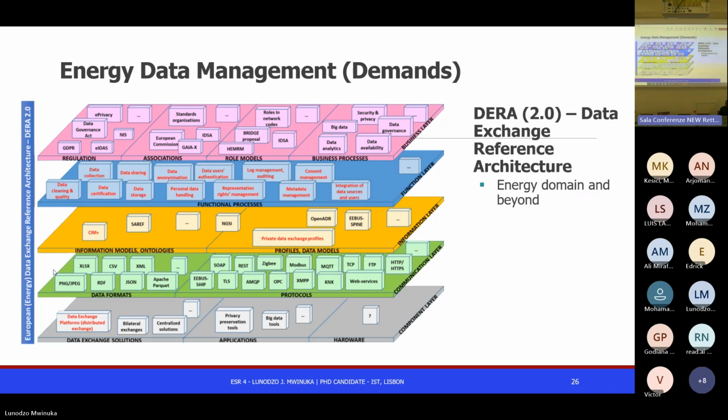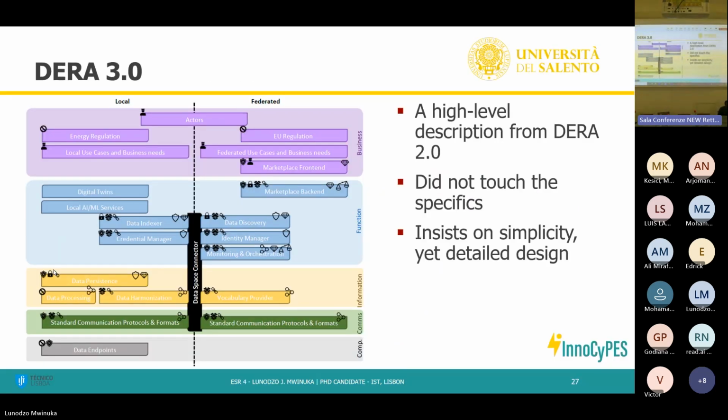Now, this is DERA 2.0, just an overview for it. If you go to DERA 3.0, it's just like the same architecture. They have simplified it by representing the local machine and federated machine, like what you can do with them when you have both of them, because now we insist on having this distributed architecture. So it's very important to consider what to do at the local machine level and what to do at the federated machines. So, well, this is just a summarized version of the DERA 2.0.